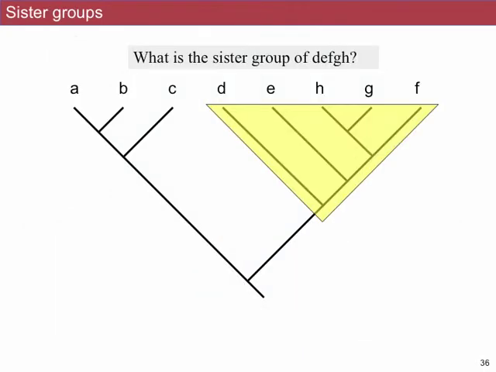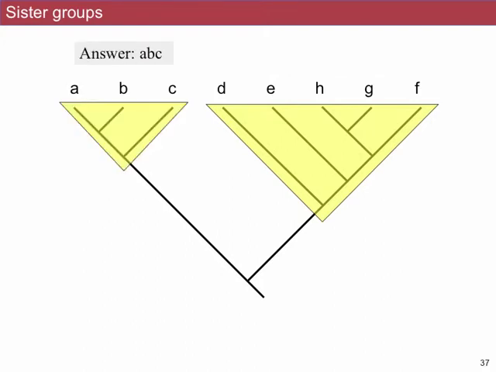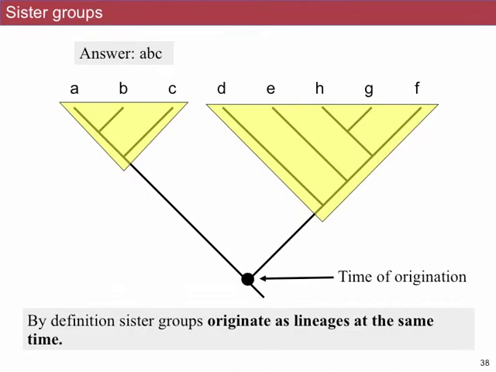Okay, so another practice question before we get into characters. What is the sister group of this clade D, E, F, G, H? Yeah, ABC, right? So you go back to the last node below the group, and you ask what is the descendant of that node, the other descendant. And there it is. Another way of thinking about this is that sister groups originated at the same split event. When a single lineage splits into two, that's when any particular set of sister groups originated relative to each other.